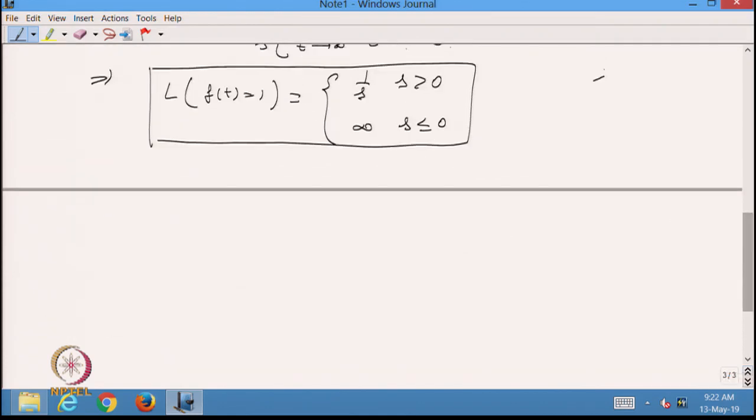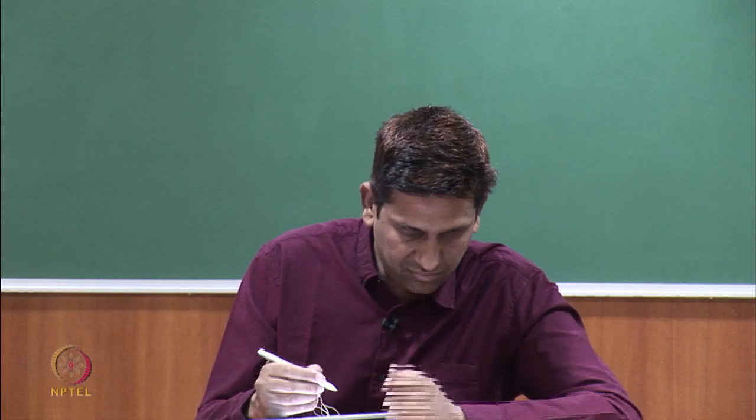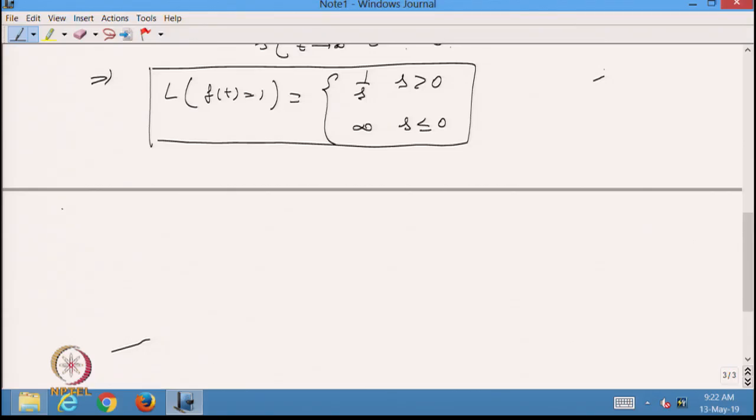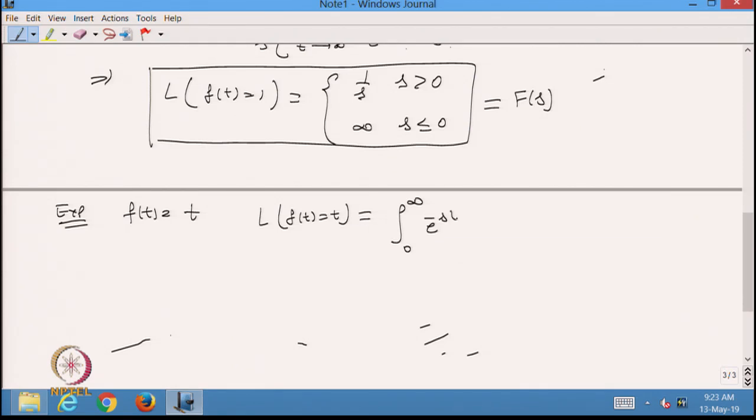So, let us take another example. I choose f(t) equal to some polynomial, t. What will happen in this case? I want to define the Laplace transform of f(t) equal to t. This one I can write as F(s), which is the integral from 0 to infinity of e^(-st) times t dt.